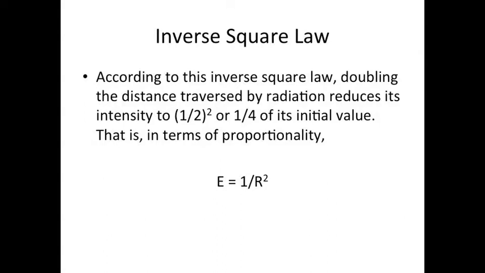Let's move on to the inverse square law. According to the inverse square law, doubling the distance traversed by radiation reduces its intensity to 1/2 squared, or 1/4, of its initial value. That is, in terms of proportionality, E equals 1 over r squared.